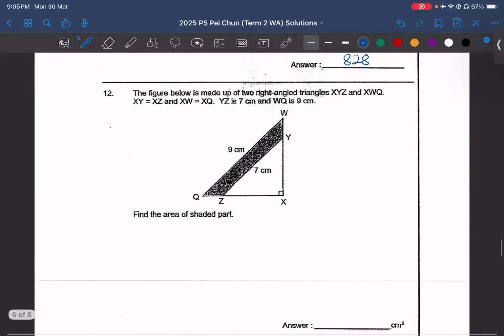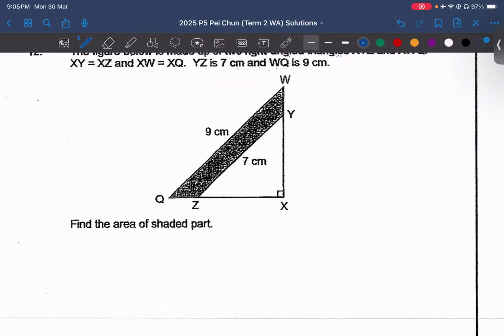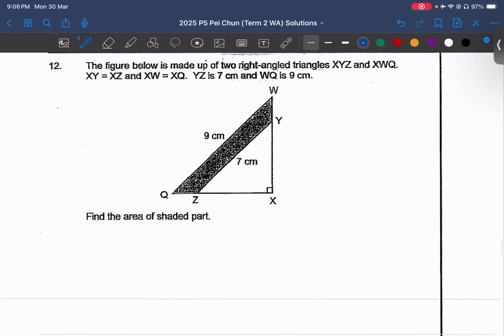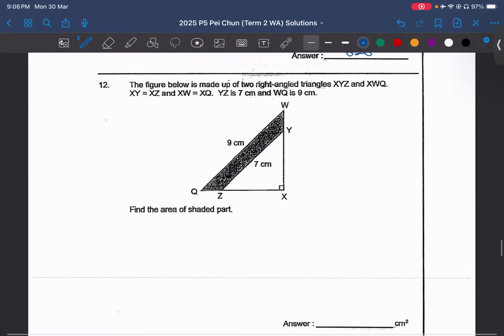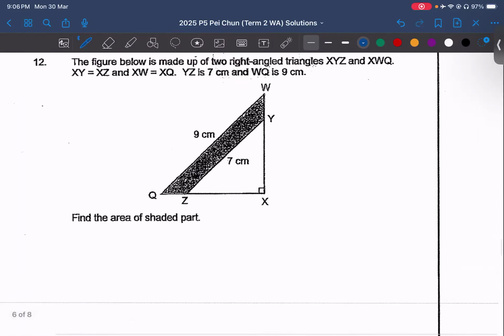So what I want you to visualize is that if you have an isosceles triangle and it is a right angle at the middle, right angle at here, you can actually make use of four right angle triangles to form a square. So let me draw it out for you and how it would look like.